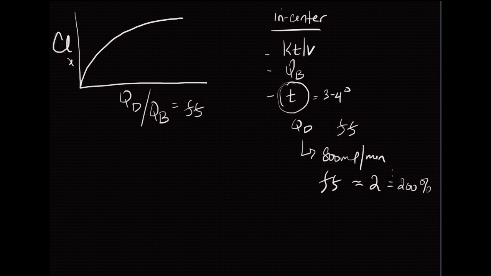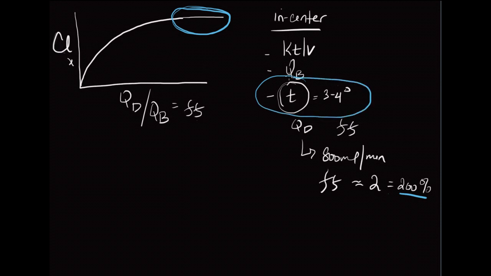Where are we on this graph when we're looking at an in-center patient? We're somewhere out here. We're somewhere in this area here, getting no additional clearance for the filtration fraction of 200%. Why do we keep a filtration fraction so high if we're not getting any additional clearance? Because we only have 3 to 4 hours of time in the in-center setting.